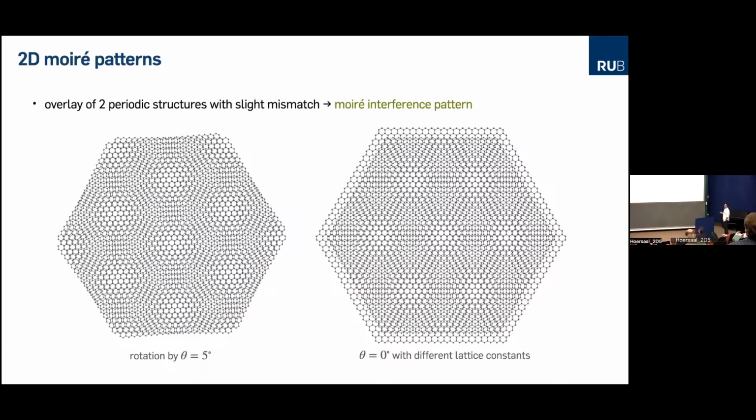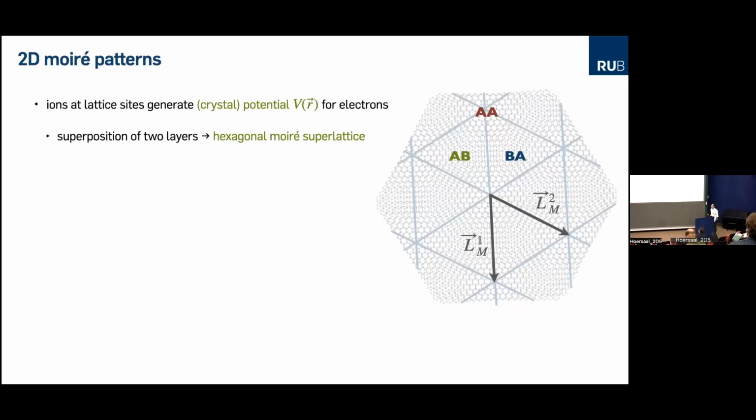But basically the same effect can appear when you do not twist, but you just choose different layers with slightly mismatched lattice constants. So this is an example where there is no twist angle, but the lattice constant of the top or bottom layer, you can tell by the picture, is just a tiny bit larger than the one of the other layer, and you still get a nice Moiré pattern with AA and AB stackings and all of that. So essentially the same effect, also an interference pattern.